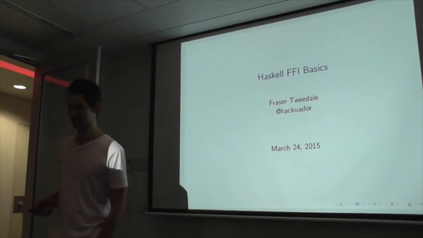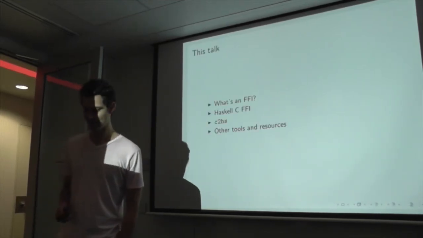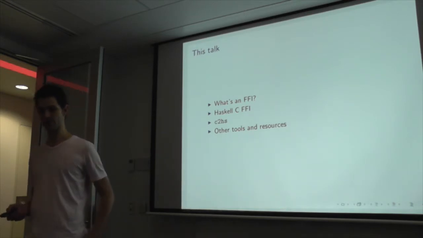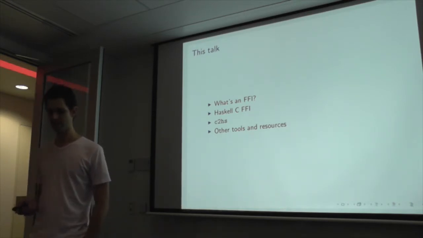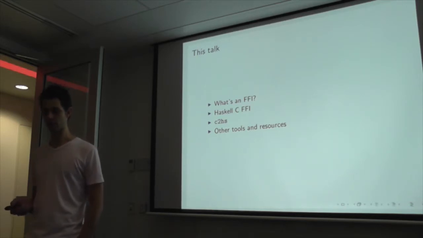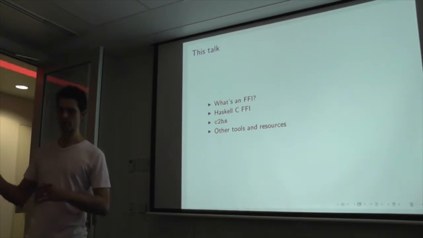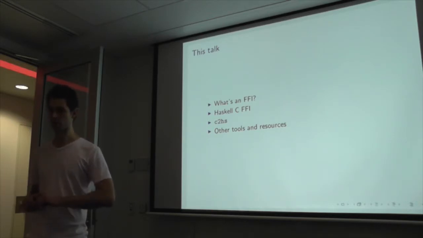I'm going to talk about the FFI. So we're going to cover what's an FFI, and then we're going to look at the CFFI in Haskell. We'll have a bit of an in-depth look at a tool called C2HS, which is used to simplify writing bindings to C libraries. And at the end we'll just kind of have a roll call of a bunch of other tools and resources for using the FFI, but we're not going to cover them in detail.